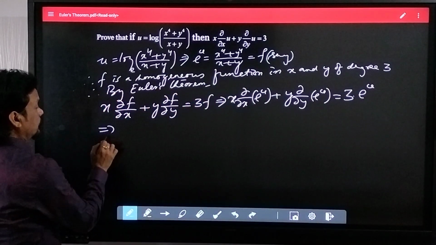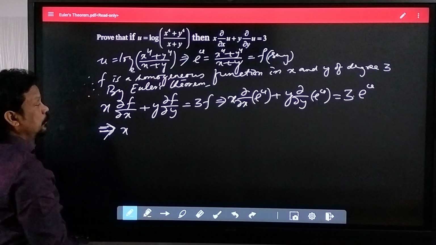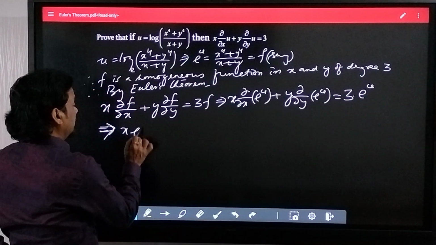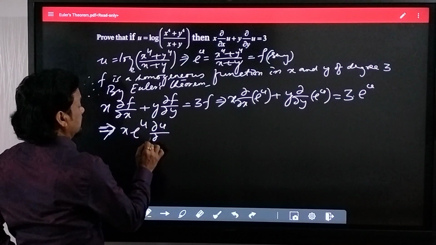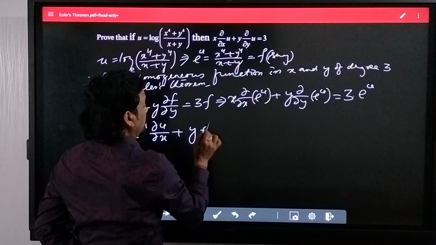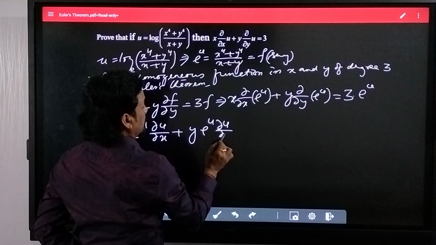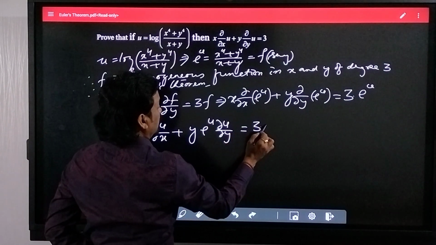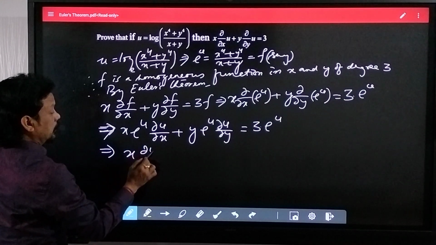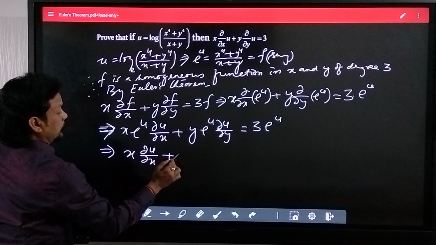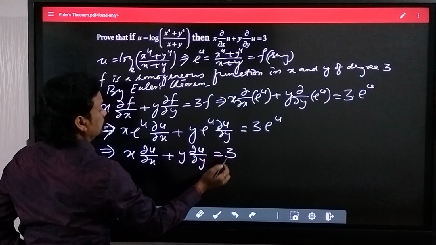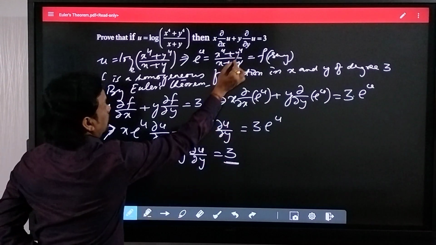Okay, so x into, what is the derivative of e to the u? This is e to the u into del u by del x. E to the u into del u by del x plus y, what is the derivative of e to the u with respect to y? E to the u into del u by del y is equal to 3 into e to the u. So now dividing e to the u on both the sides, we get x into del u by del x plus y into del u by del y is equal to 3. So this is your required value.